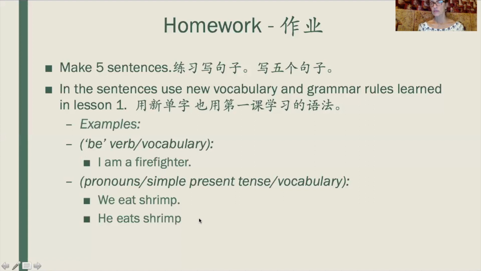So make 5 sentences. If you have questions or problems, you can send them to us on WeChat. Also, 如果你有问题, then put them on WeChat, and we'll try to answer your 我们试试回答. Okay.